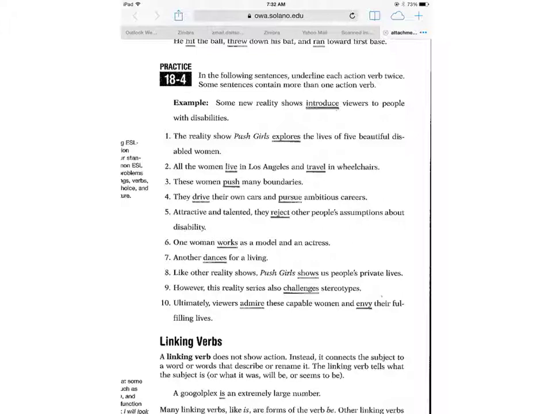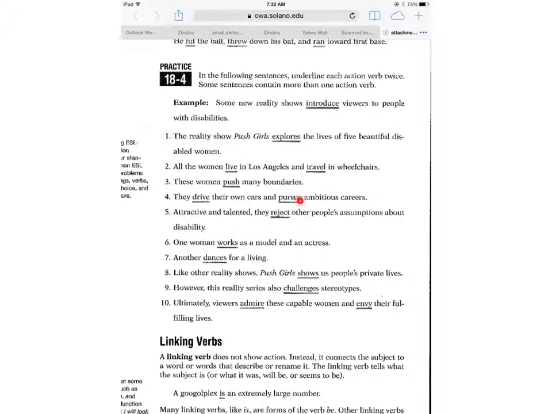Here you have the answers to practice 18.4. In each of these sentences there's one action verb to underline, and in some of the sentences there are two action verbs. So for instance, in number 2, "All the women live in Los Angeles and travel in wheelchairs." So you have both "live" and "travel" as your action verbs. And then number 4, "They drive their own cars and pursue ambitious careers." Drive, pursue. What's the subject of the sentence? They. We're still talking about the women from the show Push Girls.